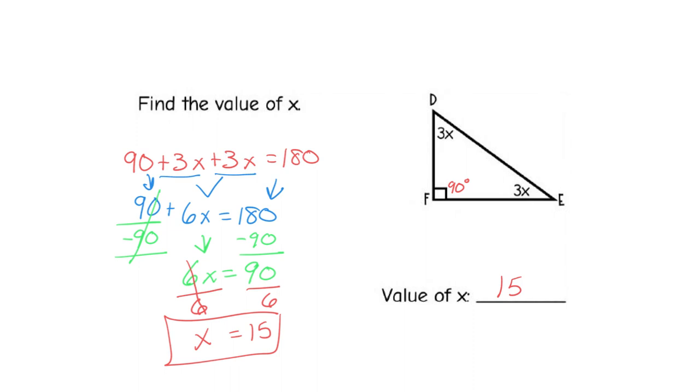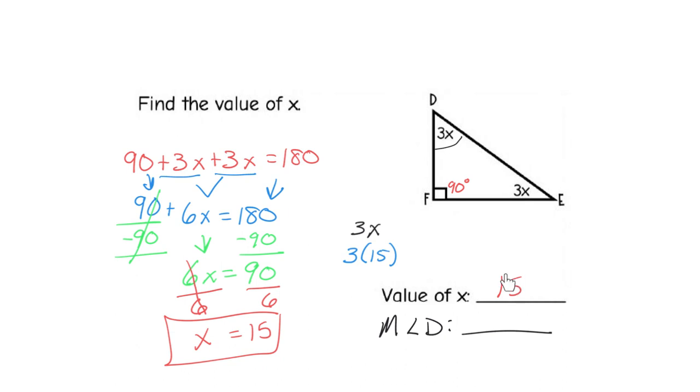Now, if I wanted to take this a step further, let's look for the measure of angle D, like if we're looking for that. So up here, I know D, the measure is 3x. I know x is 15. So all I have to do is rewrite this portion with 15 instead of x. So that really is 3 times 15.